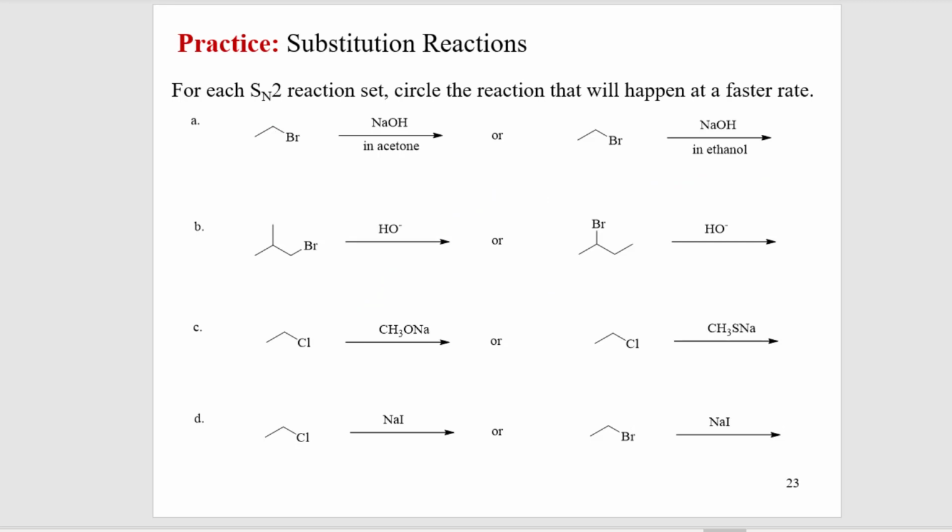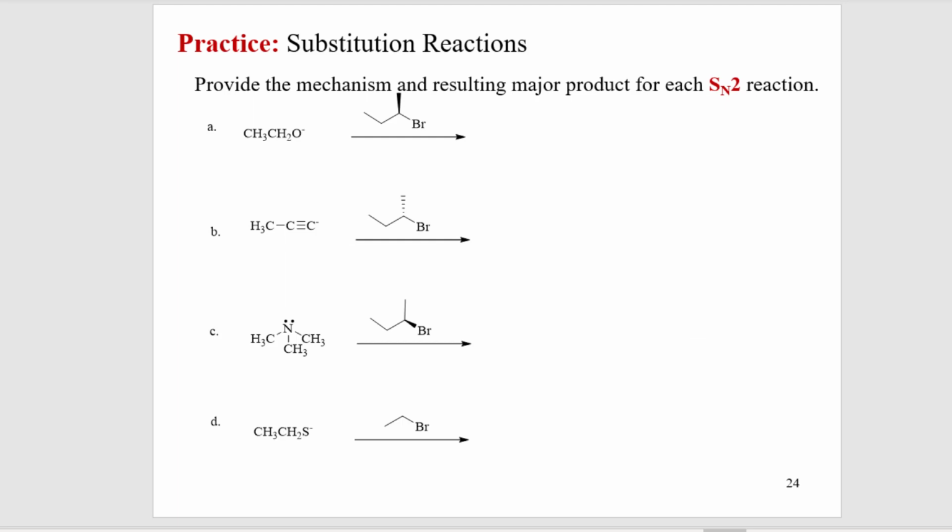So now I've got some substitution reactions, SN2 substitution reactions for you to try on your own, okay? For each one of these, you want to circle the reaction that will happen faster. In the next set, I want you to provide the mechanism and resulting major product for each of the SN2 reactions. So notice I'm telling you here, these are SN2 reactions.